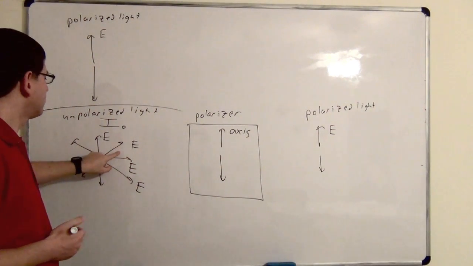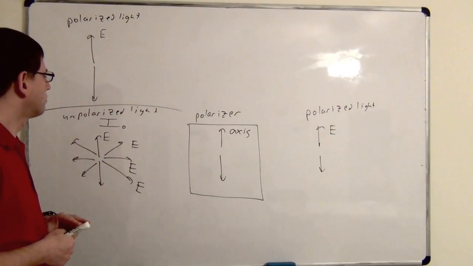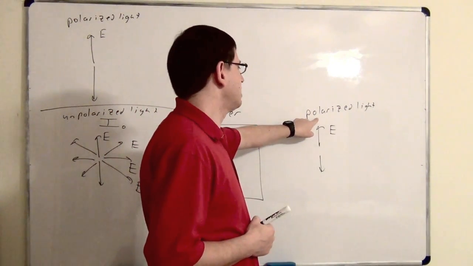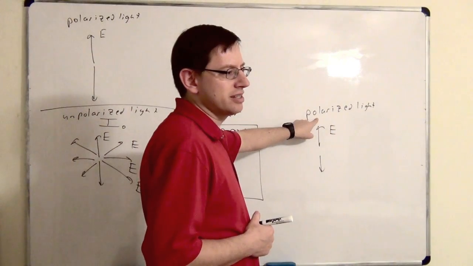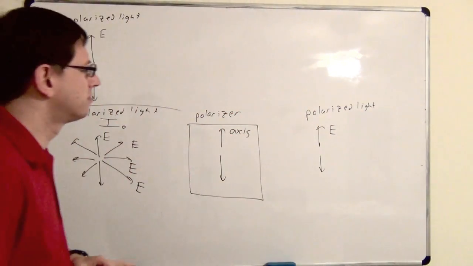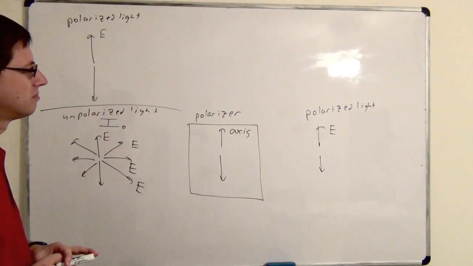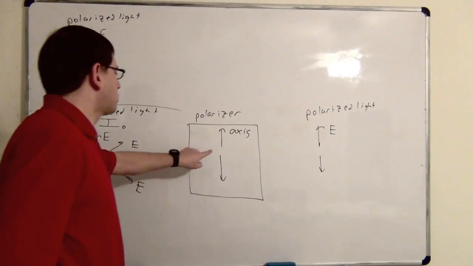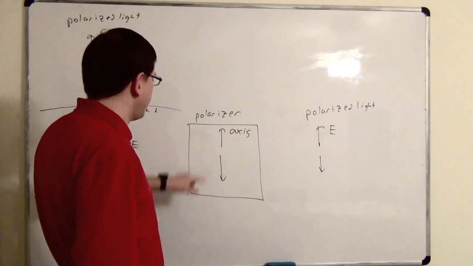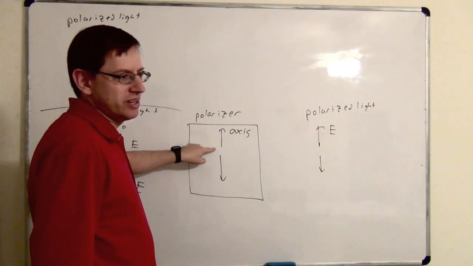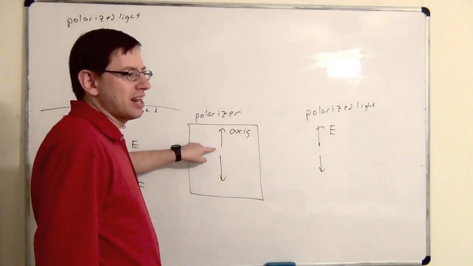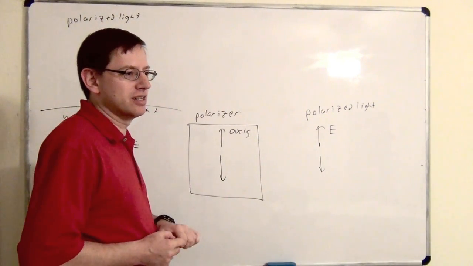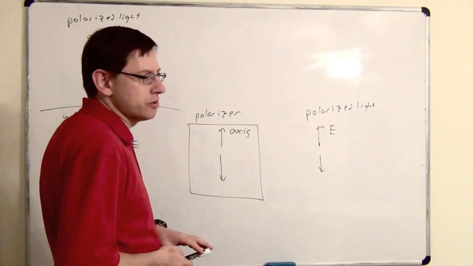Should this intensity be bigger or smaller than the original intensity? Is this going to let all the electric field through or only some of it? Only some. So there's no way it could be getting more electric field than before. A polarizer is a subtractor, not an adder. It's only letting some through.